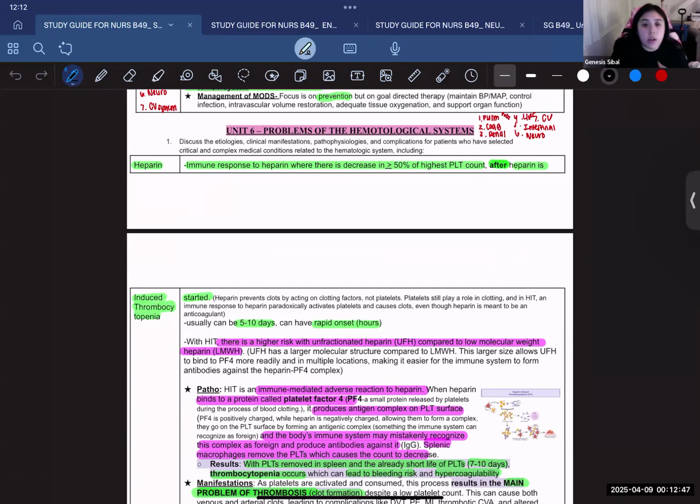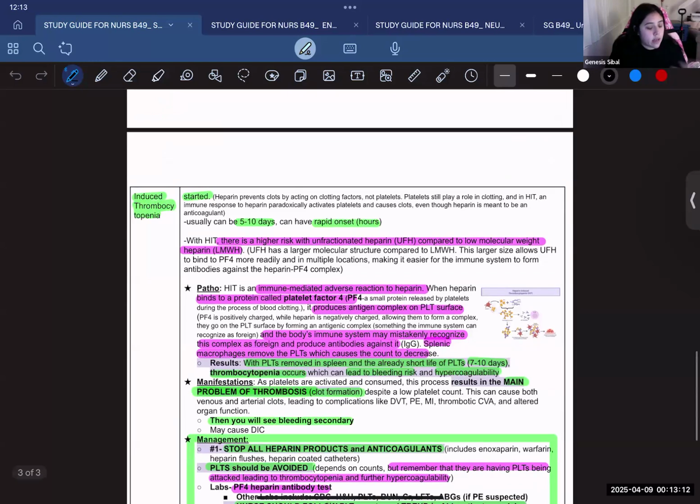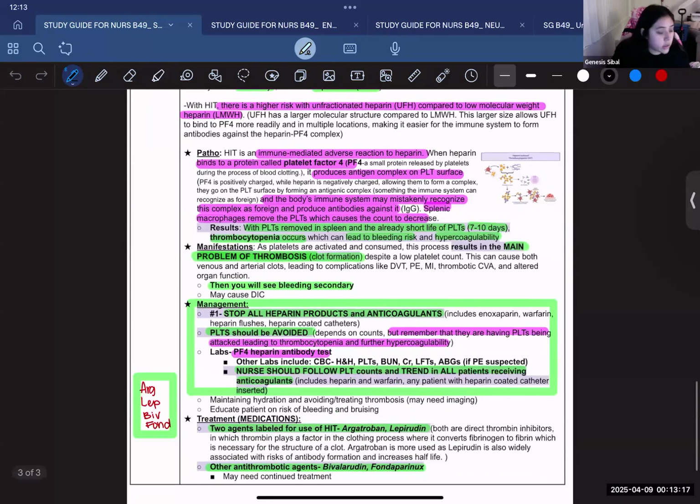So the heparin, we know that's an anticoagulant, so it can help prevent clots, and it acts on those clotting factors, but it's not the platelets, right? So don't get that confused. Obviously, platelets still play a role in clotting, but specifically with HIT, it's just an immune response to heparin, and so that basically, paradoxically, and this is what it says on here, activates platelets and causes clots, even though heparin is meant to be an anticoagulant, which is really interesting. It usually happens within 5 to 10 days of starting this, but it can also have a rapid onset within a couple of hours.